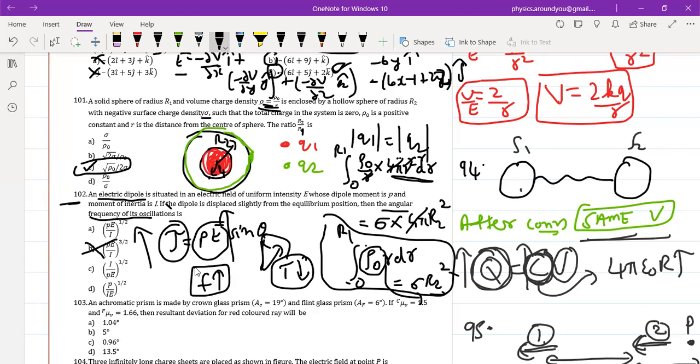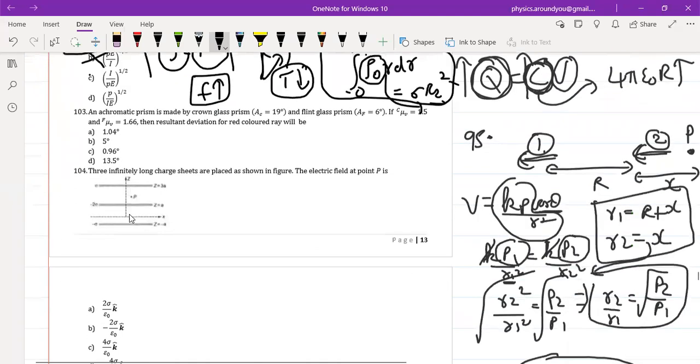Get the relation. Torque is PE sine theta. If PE is more, torque will be more. If torque is more, time period will be less. If time period is less, frequency is more. Look at all the options A, C, and D. Where do you think the combination of PE is such that if PE increases, frequency increases? Obviously, option A. If PE increases, frequency increases. So that is the right option, option A. Why? Because I got to know that frequency is proportional to PE. So 102 goes with A.